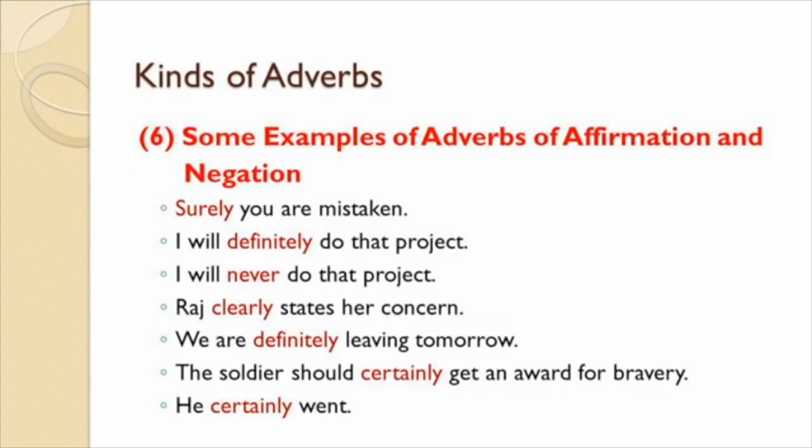Let us discuss the second and third sentence. The second sentence and third sentence, having the words definitely and never, are examples of affirmation and negation respectively. I will definitely do that project is an example of adverb of affirmation, and the sentence I will never do that project is an example of adverb of negation.